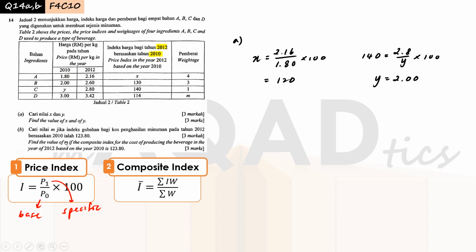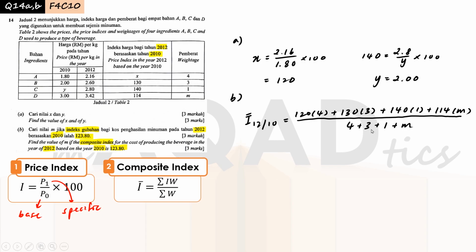Part B, we need to find the value of m if the composite index for the year 2012 based on 2010 is 123.8. Since it says composite index, we need to use this formula. This is the composite index symbol for 2012 based on 2010. So here I just put 12/10. Then I multiply the price index, which is 120, with 4, then add 130 times 3, and so on. For the denominator, it's just adding up all the weightage: 4 plus 3 plus 1 plus m.